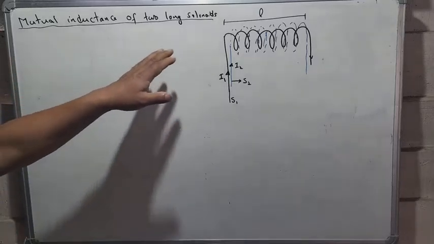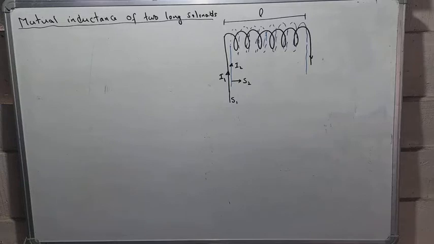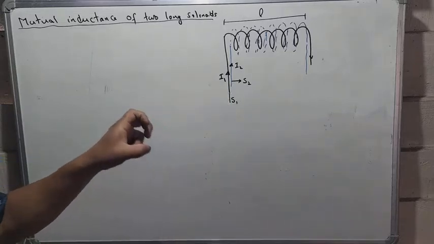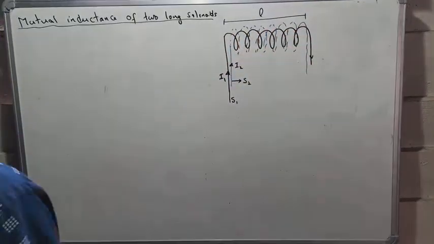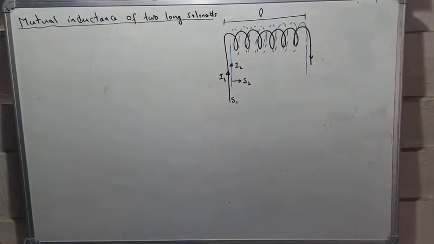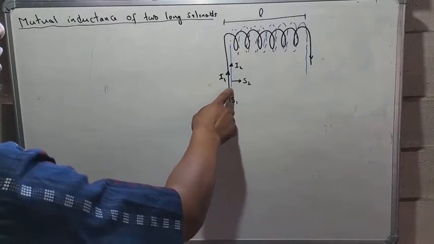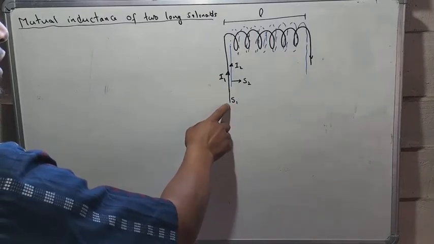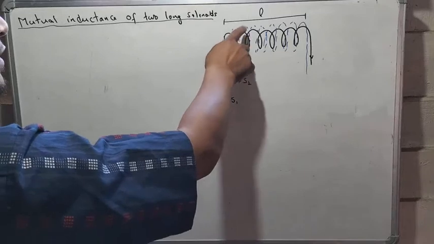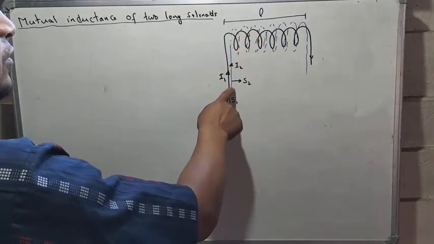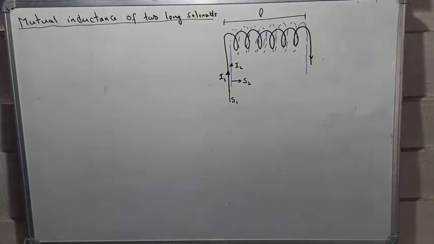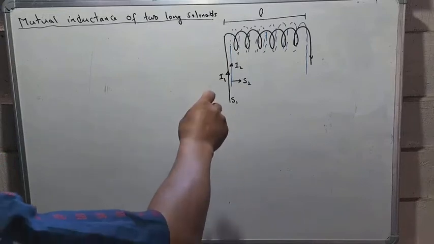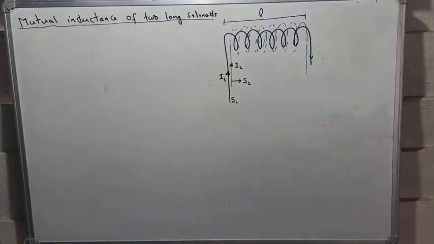Mutual inductance of two long solenoids. Here we consider two long solenoids having a common length L, S1 and S2. S1 I have shown in black, and the second solenoid S2 is drawn in blue. This solenoid S2 is wound over the first solenoid S1.